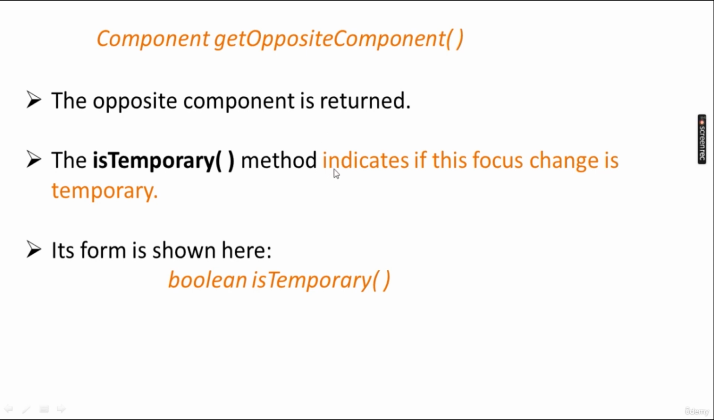The is temporary method indicates whether the focus change is temporary or permanent. Boolean is temporary. If it is temporary, it will return true, otherwise it will return false.